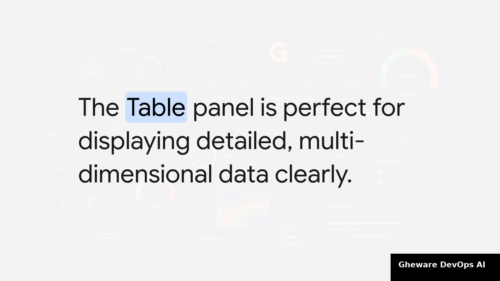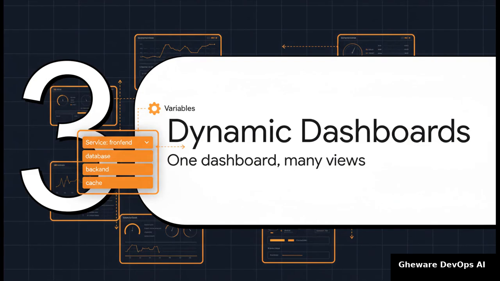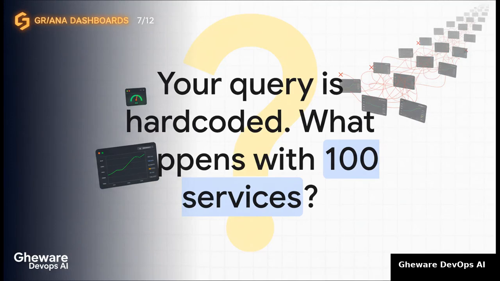It lets you sort and rank to find the culprit fast. Okay, now we're getting into what I think is one of the most powerful features in Grafana. This is the secret sauce that takes you from a one-off, static dashboard to something truly reusable and professional. I'm talking about variables. I mean, we've all been there, right?